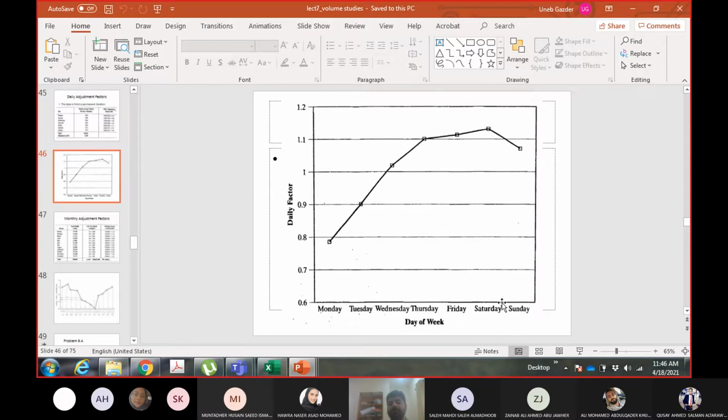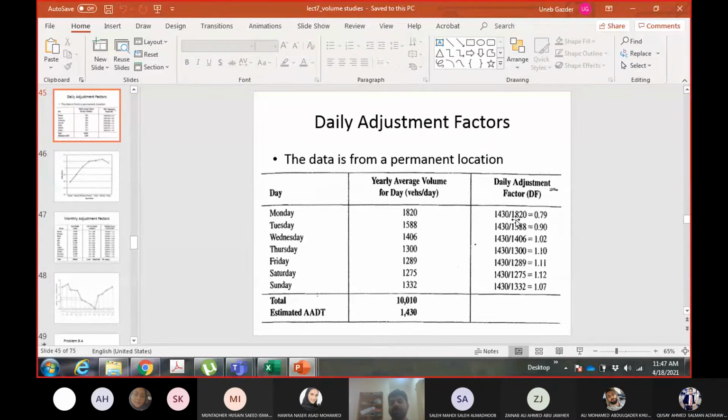So you have different days of the week, and the daily factor is plotted. Now you see here, the adjustment factor obviously is changing and going up and down. So when the adjustment factor increases, does the traffic increase or decrease? For example, the adjustment factor for Monday is very low. It's the lowest. So what does it tell you about the traffic of Monday? Is it the lowest or the highest? Anyone? Just have a guess. Highest, yes, highest. When the adjustment factor is lowest, the traffic is highest, because traffic is in the denominator.